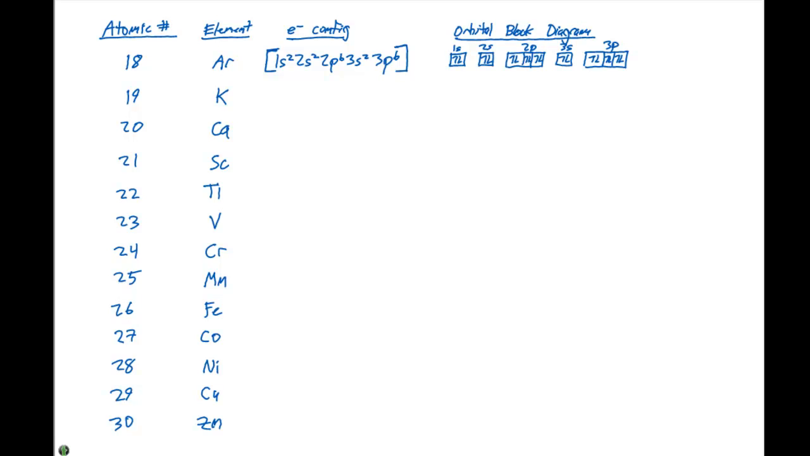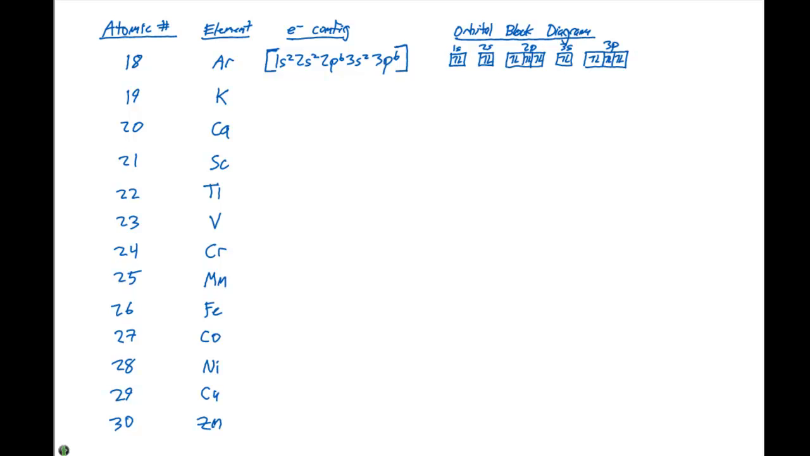In the previous video, we looked at the electron configurations and orbital block diagrams for elements number 1 through 18, and we listed them. Now we're going to go on to do elements 19 through 30. One thing you may have noticed is that each time we increase the atomic number and go from one element to the next, all we're doing is adding one extra electron.